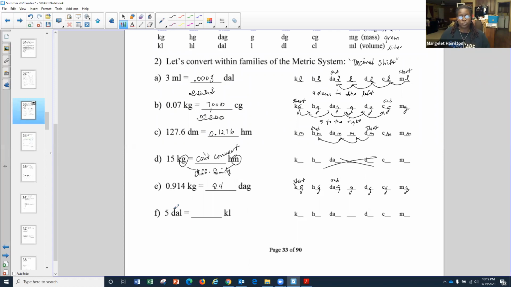Last one. Liters, looks good. I'm going to put my L in. They want me to go from decaliters, start here, to kiloliters, end here. Going backwards, 1, 2. 2 places to the left gives me 0.05.